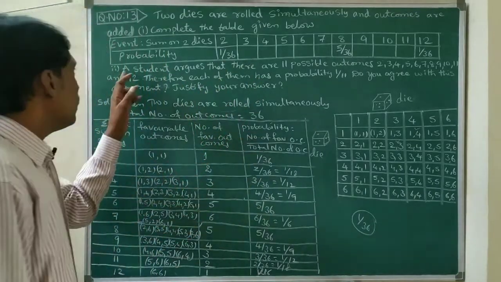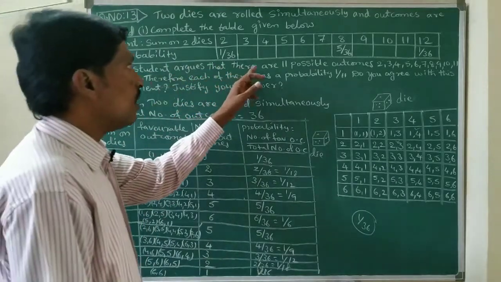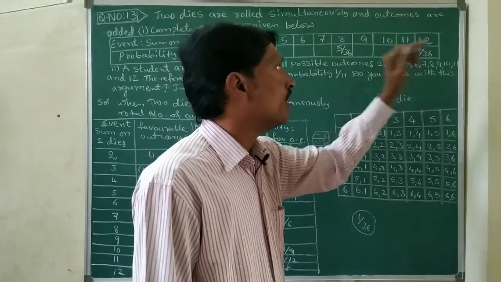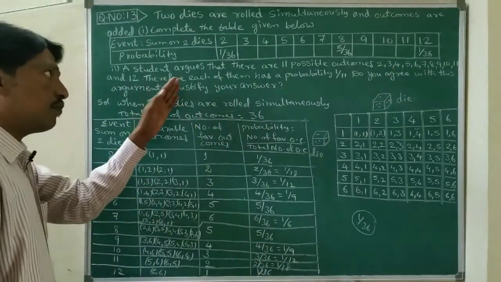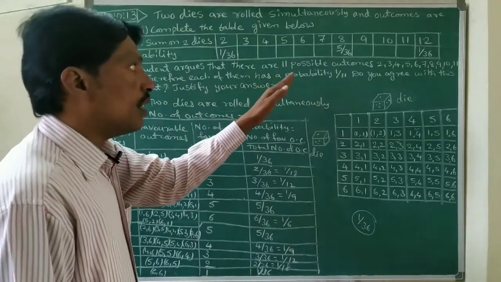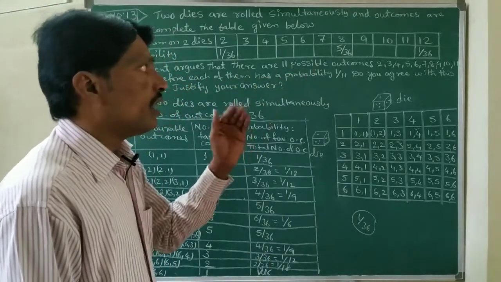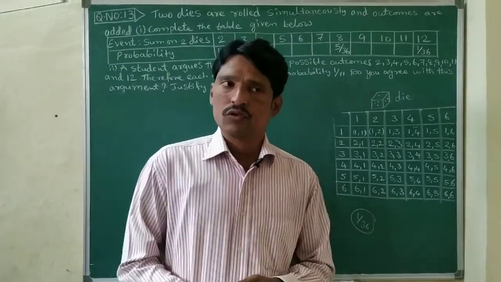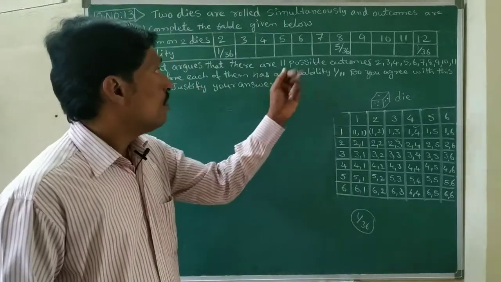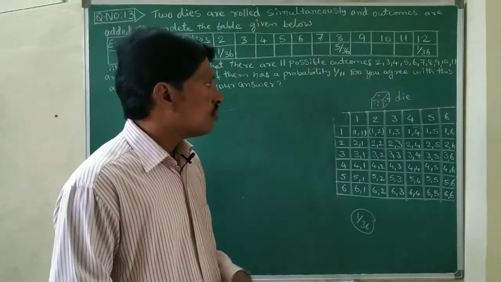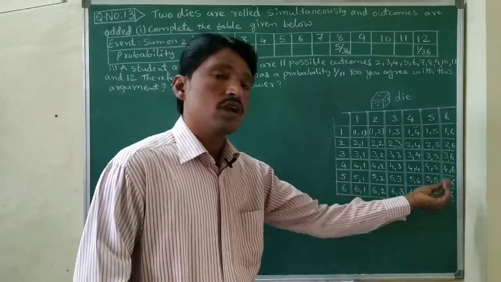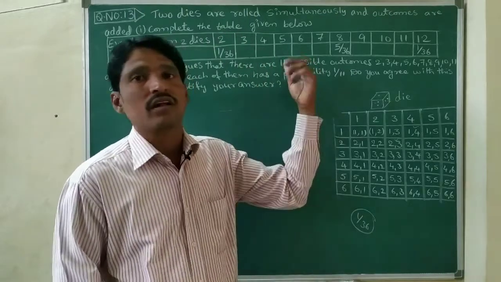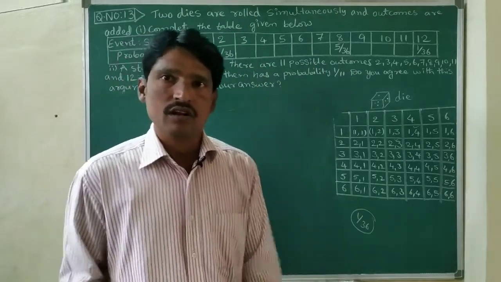Next, second: a student argues that there are 11 possible outcomes, 2, 3, 4, 5, 6, 7, 8, 9, 10, 11 and 12. Therefore, each of them has a probability of 1 by 11. Do you agree with this argument? Justify your answer. See the second solution here. Only 11 possible outcomes we are getting? No, here we already got it. Total possible outcomes will be 36, so is that argument wrong or right? It is wrong, isn't it?